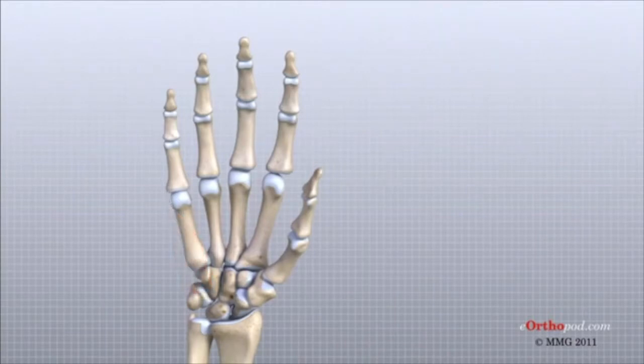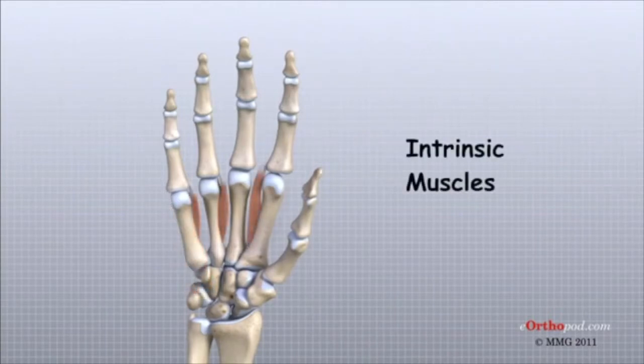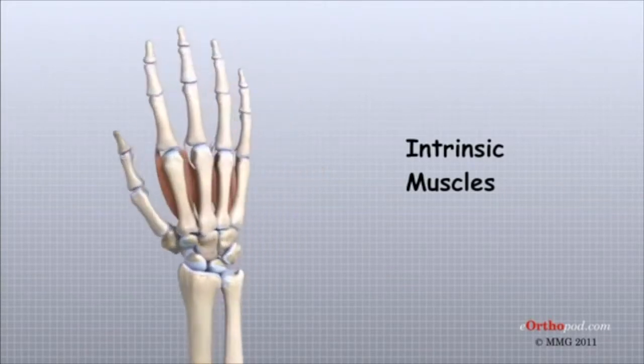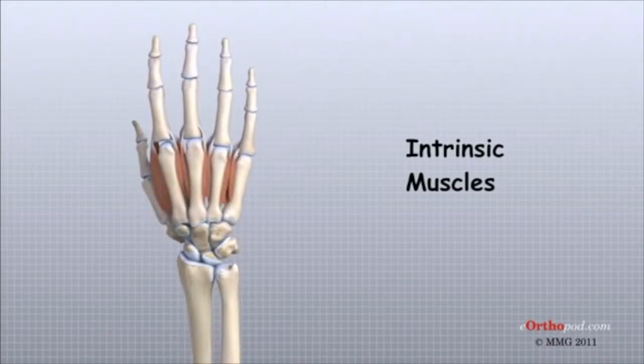The smallest muscles that originate in the wrist and hand are called the intrinsic muscles. The intrinsic muscles guide the fine motions of the fingers by getting the fingers positioned and holding them steady during hand activities.